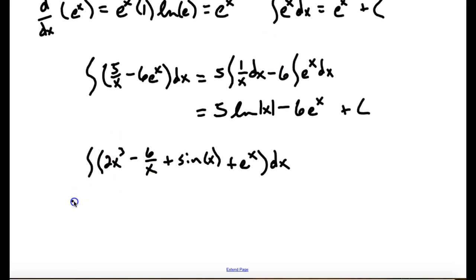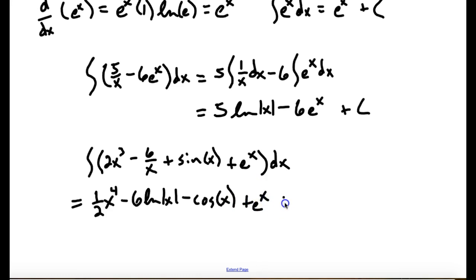All right, well, let's just go piece by piece. So the antiderivative of 2x cubed would be, well, add 1 to the exponent, so x to the 4th, and then take the old coefficient over the new exponent. So that would be 2 over 4, or that would reduce to 1 over 2. Then here, this would be minus 6 times the natural log of x. Then the antiderivative of sine is negative cosine, so minus cosine of x. And the antiderivative of e to the x is e to the x, so plus e to the x. And then don't ever forget your plus c.